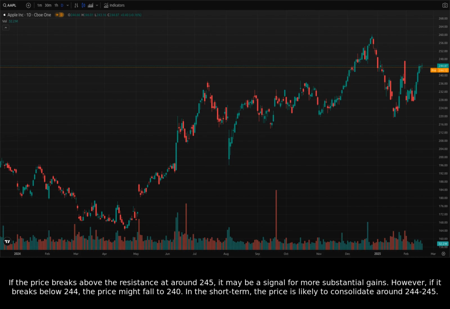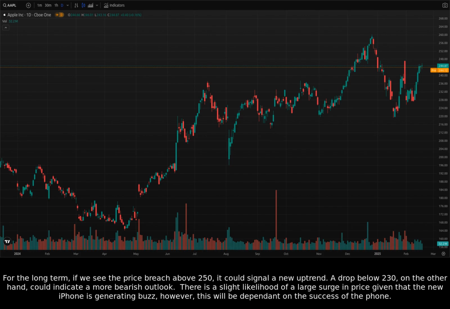In the short term, the price is likely to consolidate around 244 to 245. For the long term, if we see the price breach above 250, it could signal a new uptrend. A drop below 230, on the other hand, could indicate a more bearish outlook. There is a slight likelihood of a large surge in price given that the new iPhone is generating buzz. However, this will be dependent on the success of the phone.